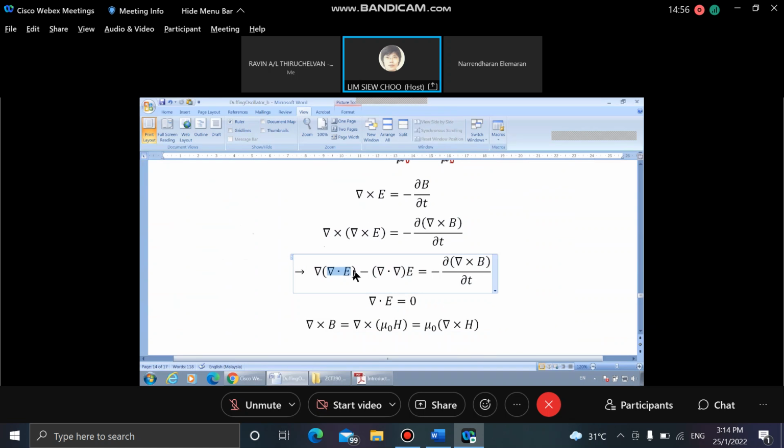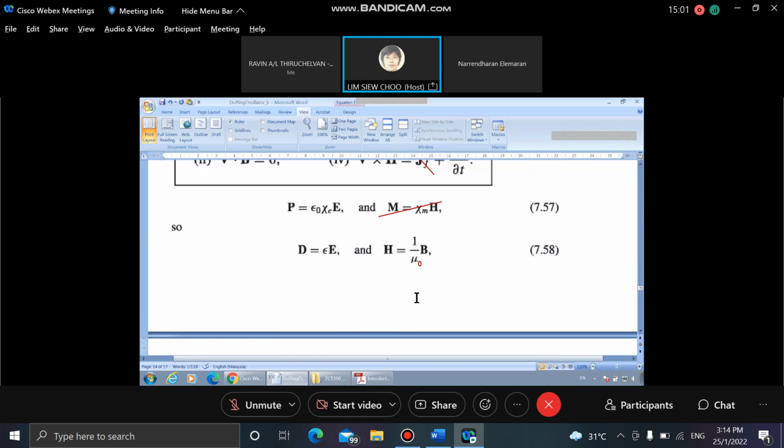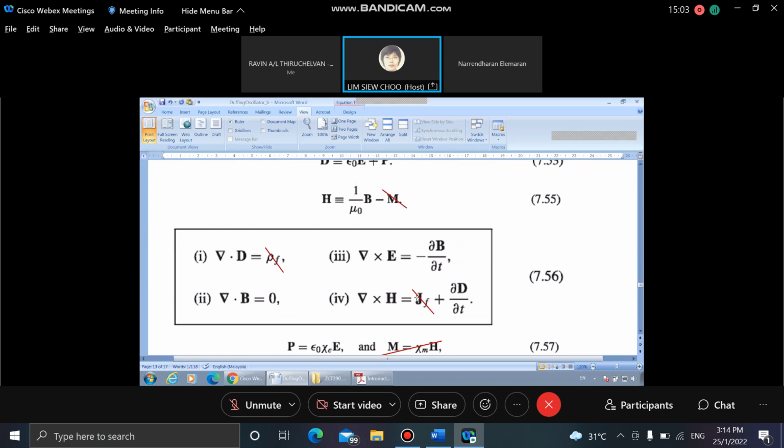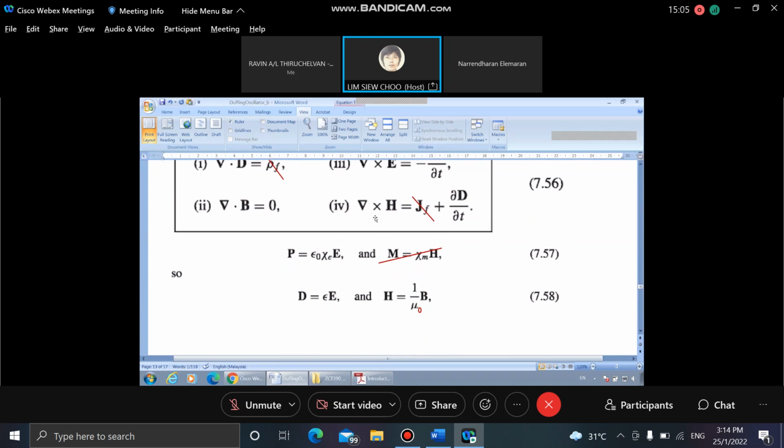So you have this. And then from the other Maxwell equation, just now we have curl B. So curl B, we have to look at this curl H. H relates to B like this. So if you rearrange this equation, B equals mu naught H.